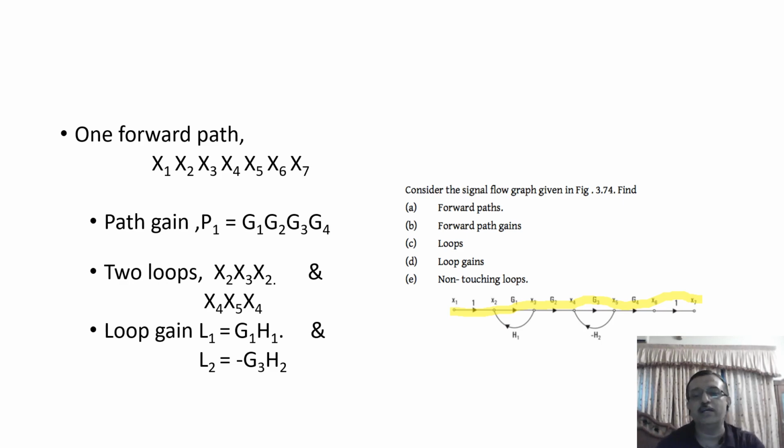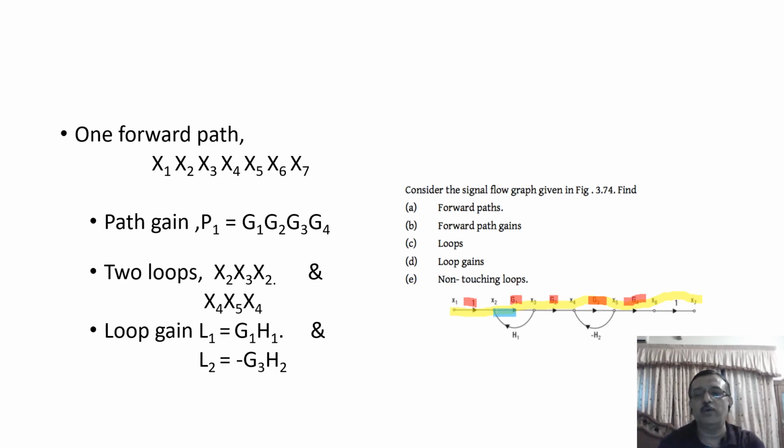So if you look here, the gain here is 1. Then there is a gain of G1, G2, G3 and G4. There are 4 gains. So what is path gain? Path gain is G1, G2, G3, G4. And how many loops are there? Loops, there are 2 loops.